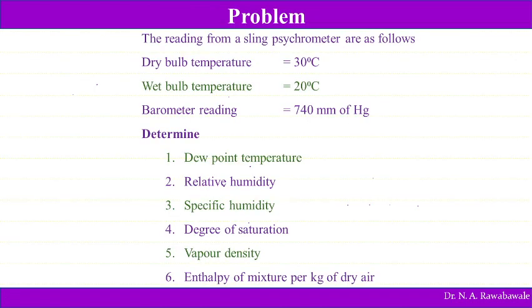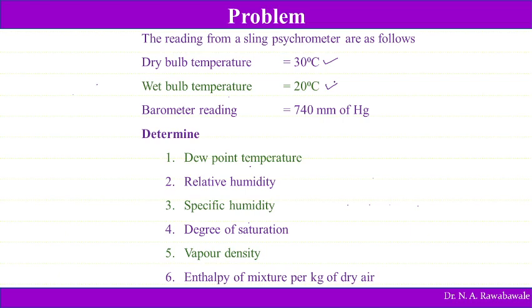The readings from a sling psychrometer are as follows. A sling psychrometer is a thermometer with a wet bulb as well as an open bulb, which indicates dry bulb temperature and wet bulb temperature. The dry bulb temperature is given as 30 degrees Celsius and the wet bulb temperature is given as 20 degrees Celsius.